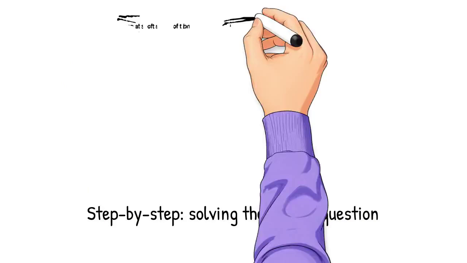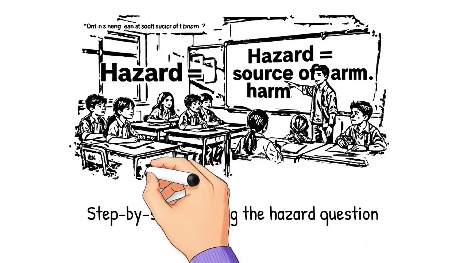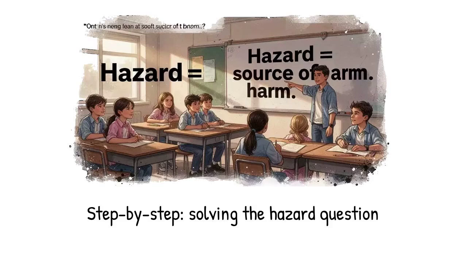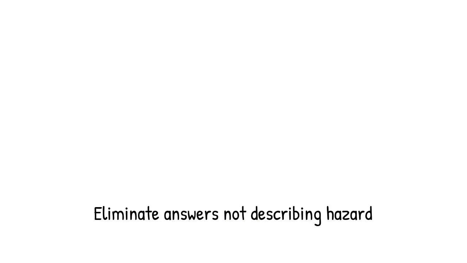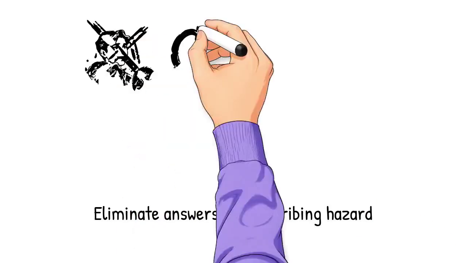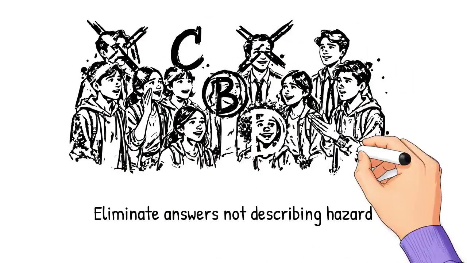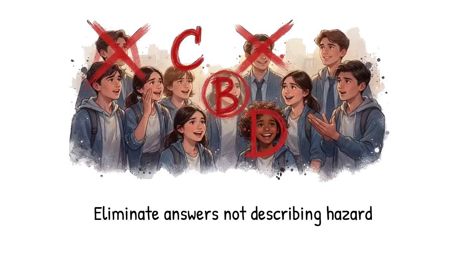Step 1. Identify what hazard means. We said hazard equals source of harm. So we're looking for the thing that can cause harm, not the probability or severity. Step 2. Eliminate options that describe risk, not hazard. Option A. The probability of a fire starting is part of risk, so eliminate A. Option C. The risk of an explosion says risk, so eliminate C. Option D. The potential severity of burns focuses on how bad the outcome is, so eliminate D.